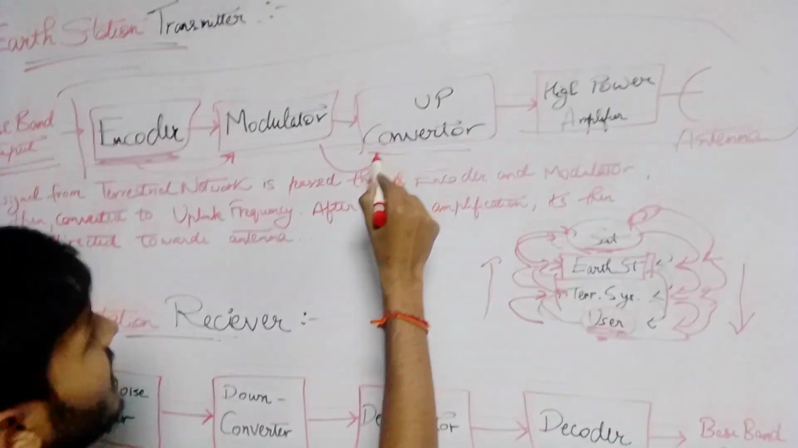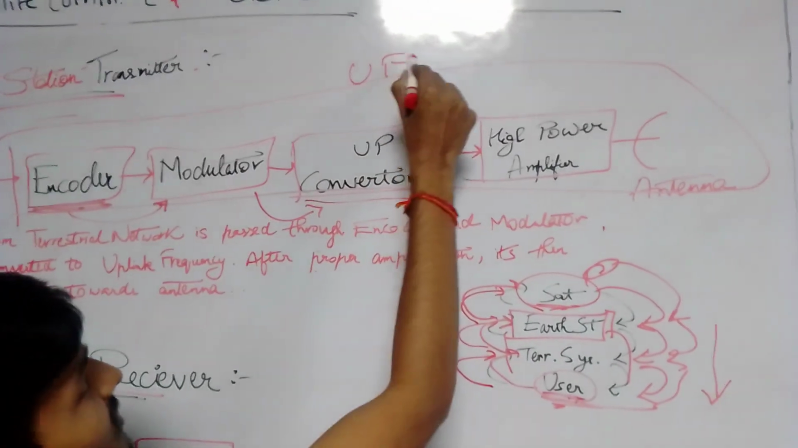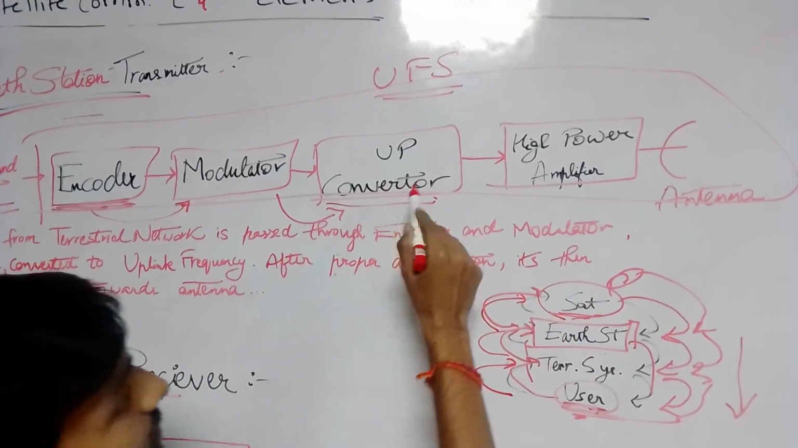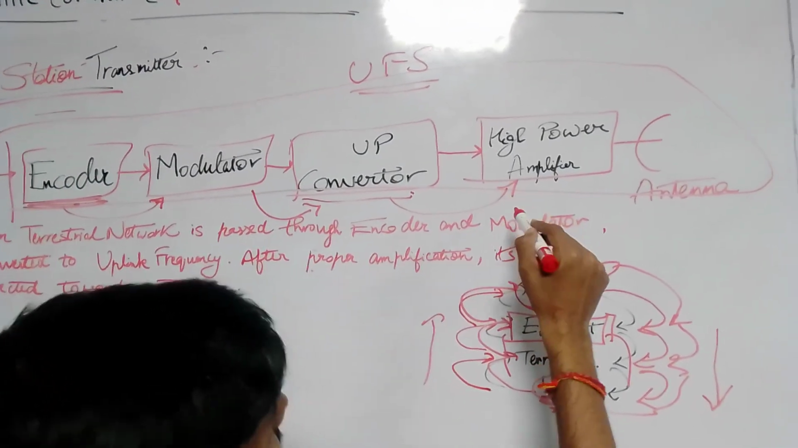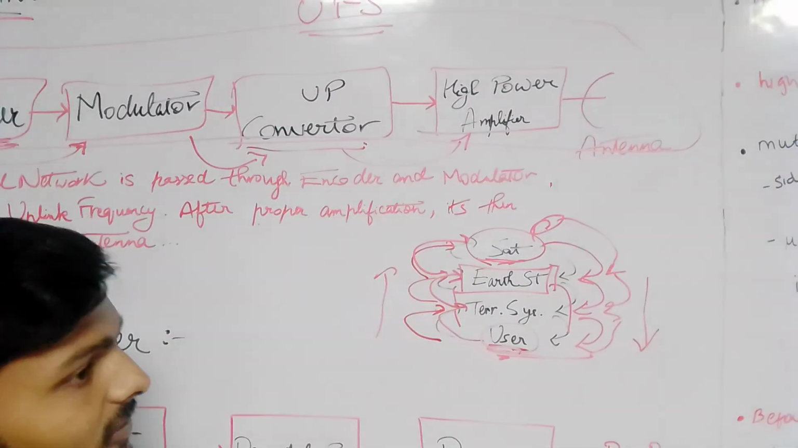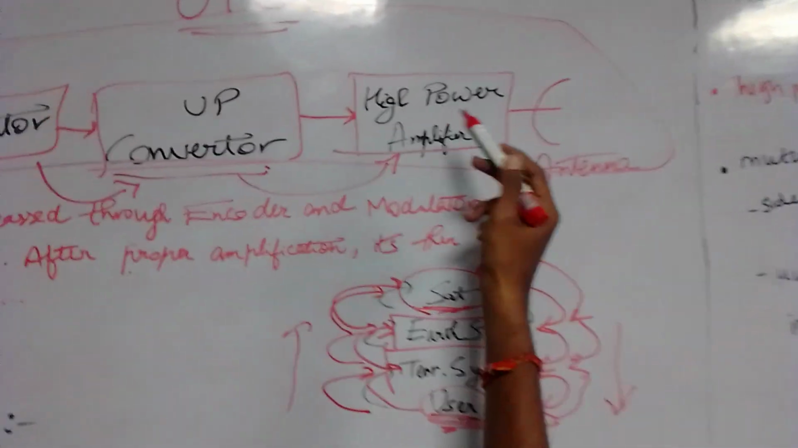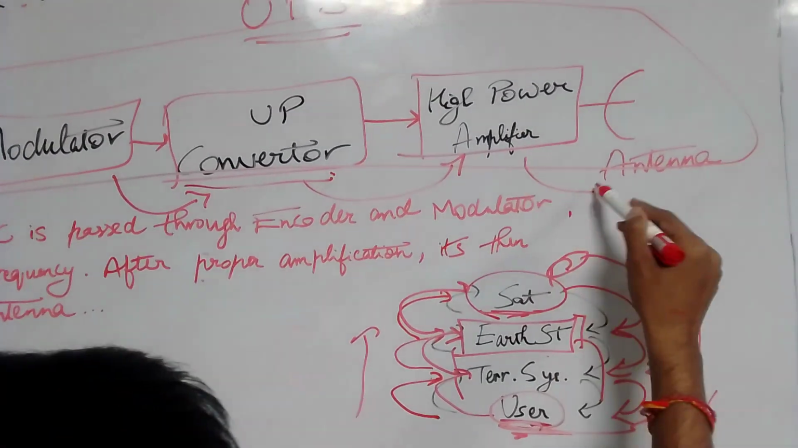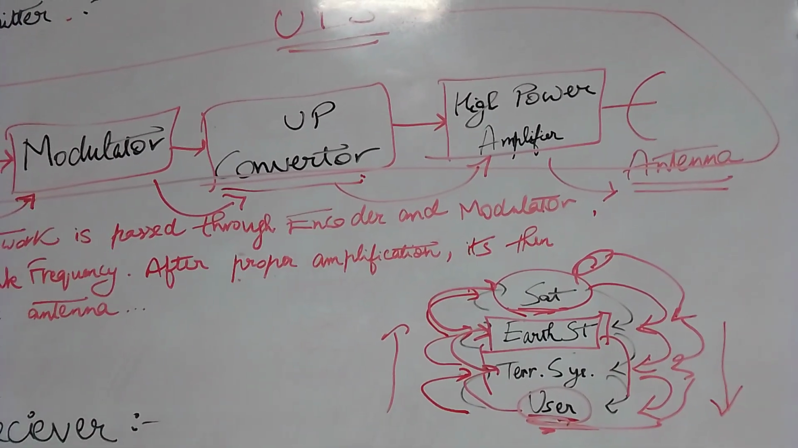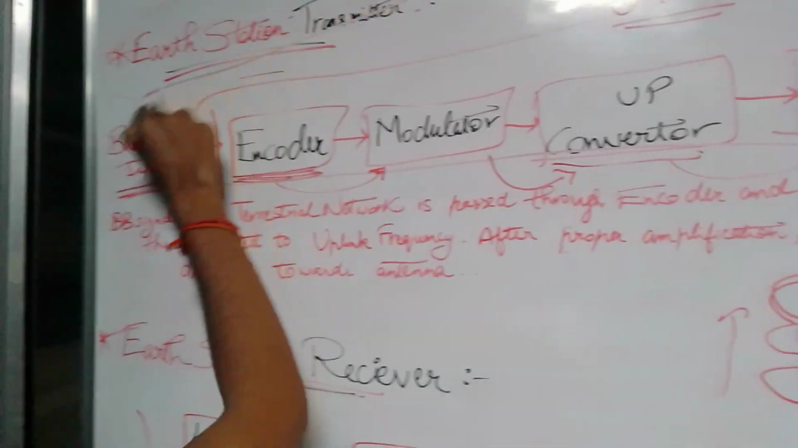Then that modulated and encoded signal goes to the up converter, where the uplink frequency spectrum is achieved. From this stage the signal goes to the high power amplifier, as the amplification must be done in a specific manner and with specific parameters. After the amplification, the signal is directly sent to the specific part of the antenna in the orbit. This was all about the earth station transmitter.